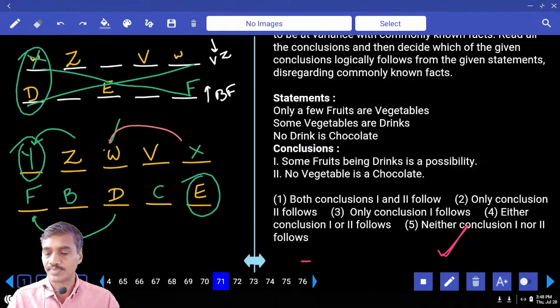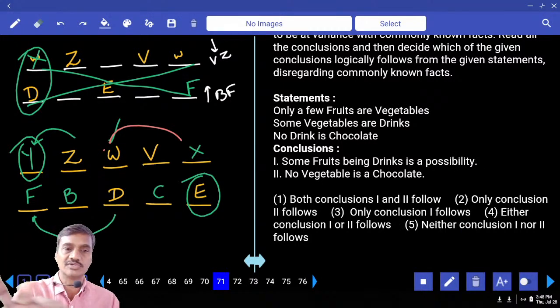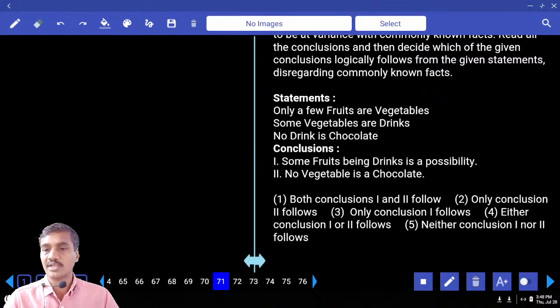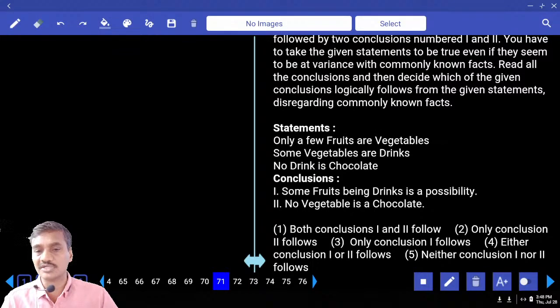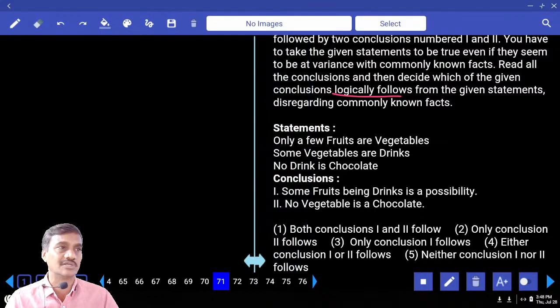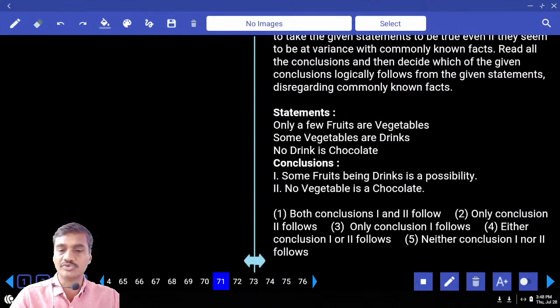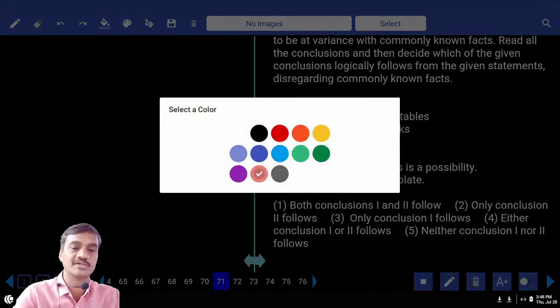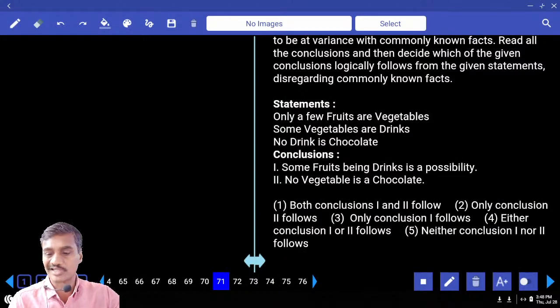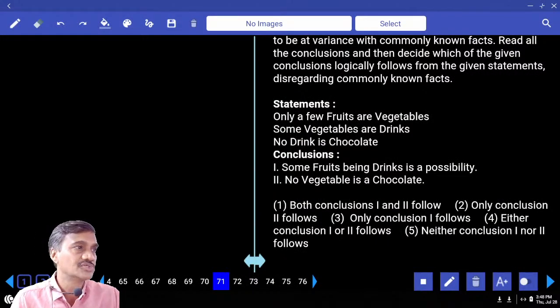70, choice 4. Then coming to 71 onwards, they are based on syllogisms. మా syllogisms చెప్పండి, ఫస్ట్ ప్రయారిటీ ఆర్ ద సెకండ్ ప్రయారిటీ, ఫస్ట్ మోడల్ చెక్ చేయండి. Logically follows means the first model. Now this first model you need to work out under the first priority itself. Clear? Whether it is a clerk examination or PO, syllogisms must be in the first priority itself.